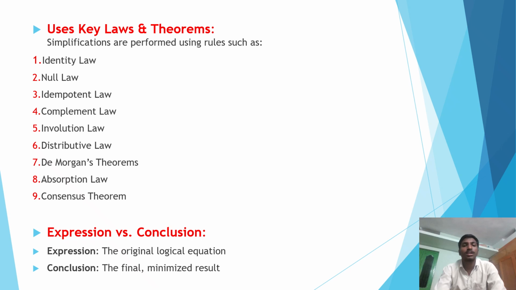Boolean algebra uses key laws and theorems. Simplifications are performed using rules such as: first one is identity law, second one is null law, third one is idempotent law, fourth one is commutative law, fifth one is involution law, sixth one is distributive law, seventh one is De Morgan's theorem, eighth one is absorption law, ninth one is consensus theorem. Expression versus conclusion. Expression means the original logical equation. Conclusion means the final minimized result.